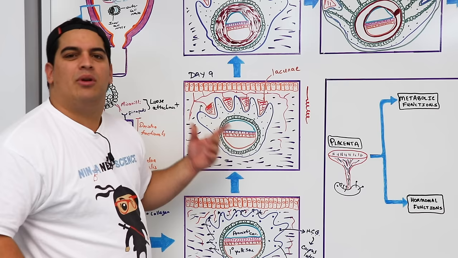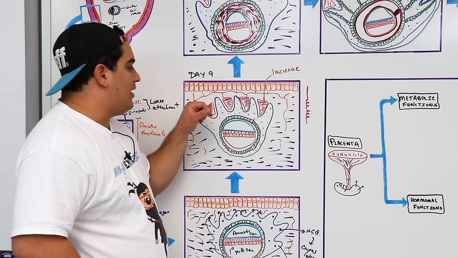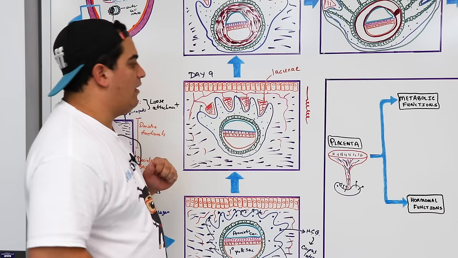No. And we don't really care about that right now. We're focused more specifically on the syncytial trophoblast and the cytotrophoblast. So all that's changed from this point is that the lacunae are filling up with blood. You form these lacunar spaces and they fill up with blood around day 9. Let's go to the next stage.